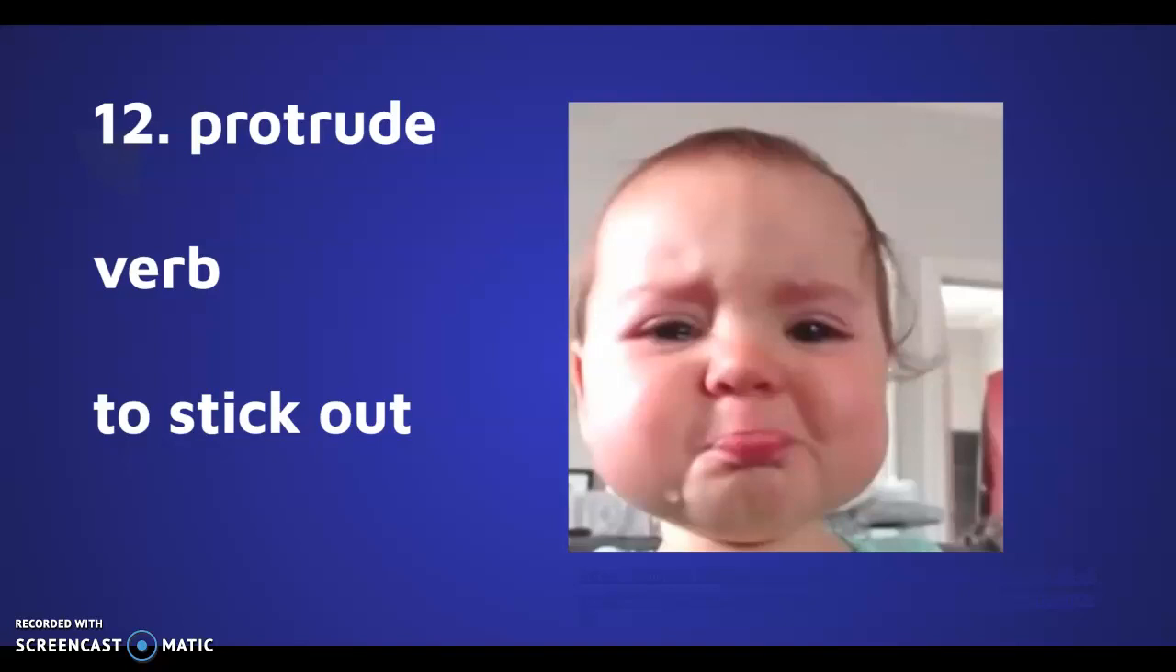Now another connection you might make is to our vocabulary word portly. Do you remember what portly means? Portly means somewhat fat. So if someone is portly, their stomach might protrude.